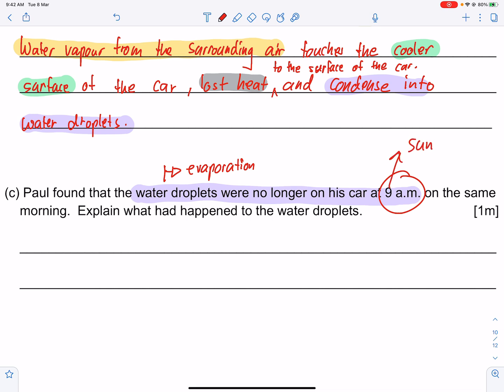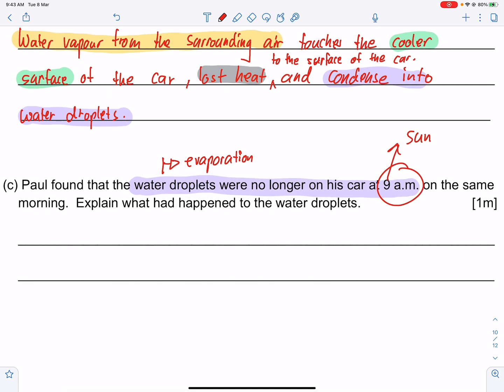Now, be very careful. Some of you actually said gain heat from sunlight. That is not correct. Your sunlight is just light energy. Light energy and heat energy are two completely different types of energy. You can say gain heat from the sun, but you cannot say gain heat from sunlight. Okay, be very careful about that.